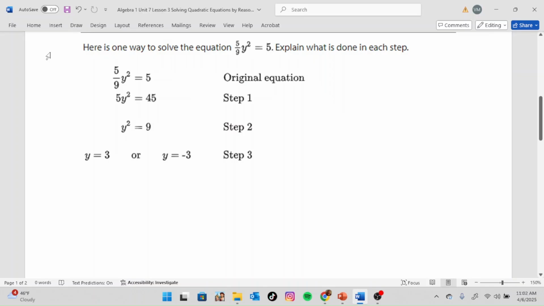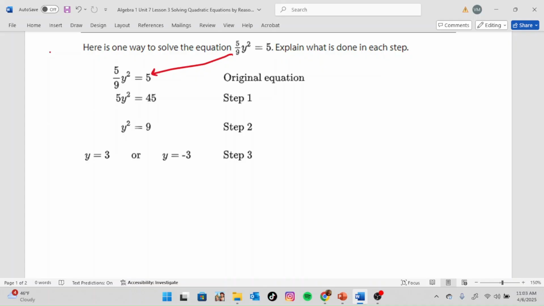Practice problem number 3. Here is one way to solve the equation 5 over 9 times y squared equals 5. Explain what is done in each step. So, first we can see they just bring down the original equation.